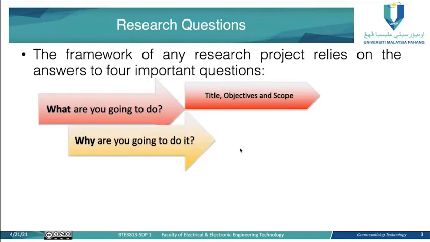The second question is: why are you going to do it? I mean, why do you need to do this research? It's not about your supervisor wanting it. It's not about you wanting to finish your degree. It's not about you wanting to graduate. The answer should be highlighted in your problem statement and the contribution of your study. These two sections, which are part of Chapter 1 in your proposal, should answer why you are going to do this research. Why do I need to develop this system?